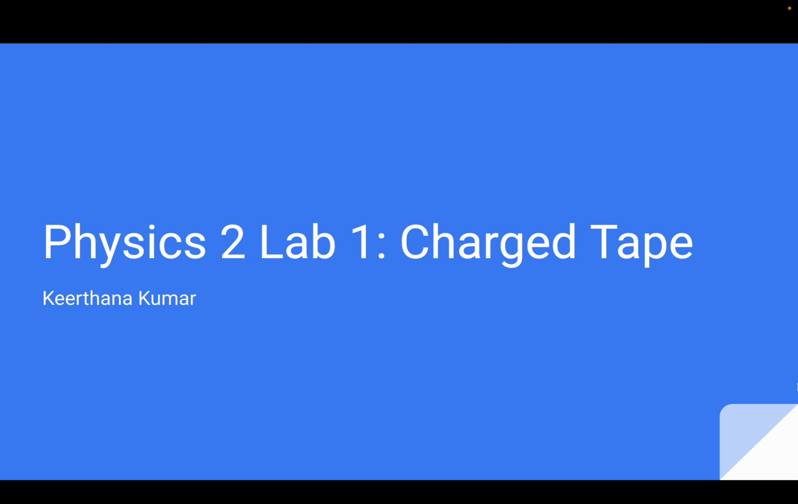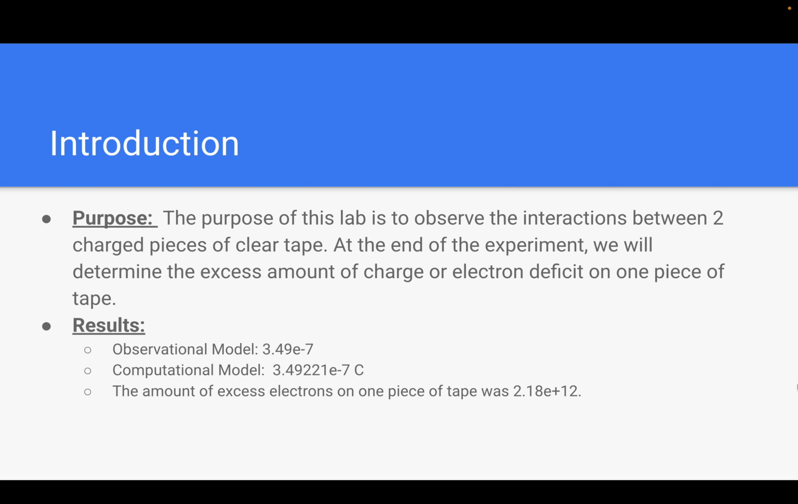The purpose of this lab is to observe the interactions between two charged pieces of clear tape. At the end of the experiment, we'll determine the excess amount of charge or electron deficit on one piece of tape. The results that we've gotten, the observational model had a charge of 3.49 times 10 to the negative 7, which is very similar to the computational model. And the amount of excess electrons on one piece of tape was 2.19 times 10 to the 12th.